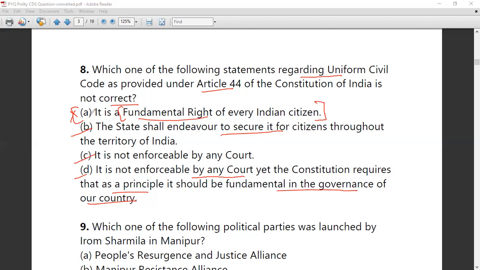Now, let me tell you what this Uniform Civil Code is. The Uniform Civil Code is not a fundamental right. It is clear. It is mentioned in the Directive Principles of State Policy. Actually, under the Uniform Civil Code, if it is implemented, then there will be most of the rights.